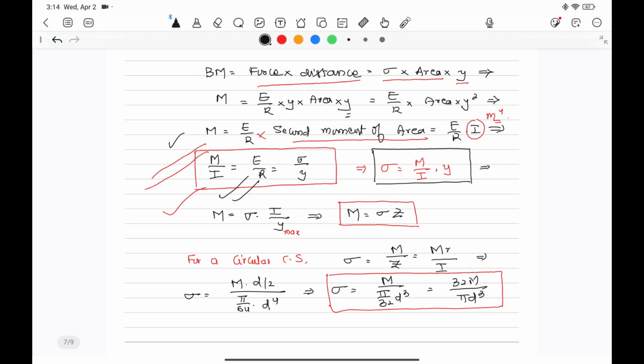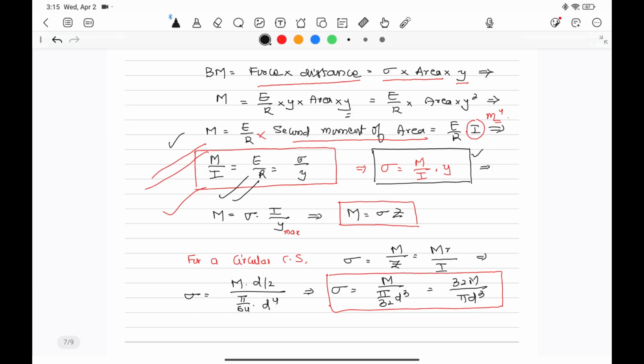equation for solving the bending stresses in beams. M by I is equal to F by Y is equal to E by R. M by I is equal to sigma by Y is equal to E by R. Now, sigma is equal to M by I into Y. For some time, E by R, let's forget. Sigma is equal to M by I into Y.